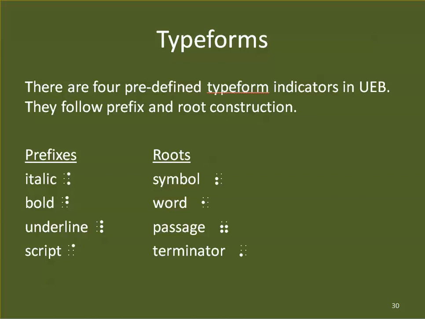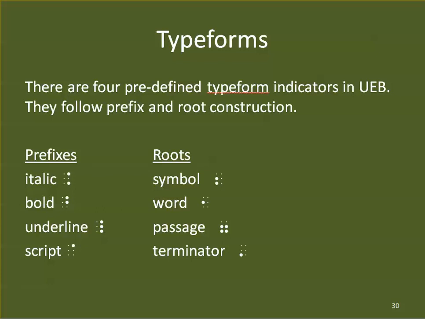Moving on then to typeforms. Typeforms are characteristics of a font, and there are four predefined typeform indicators in UEB. They follow the prefix and root construction, just as all of our symbols have so far. In the code book, it looks like, oh my gosh, I'm going to have to learn 16 different symbols for all these typeforms. But really, all you need to learn is there are four prefixes and four roots, and then you just put them together.